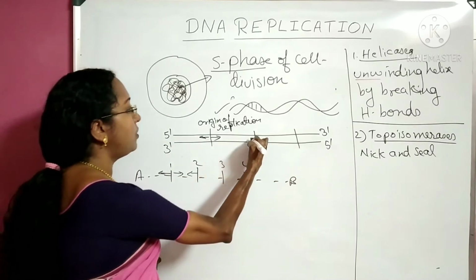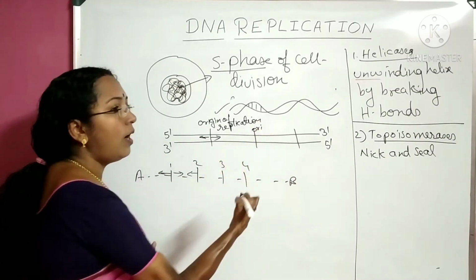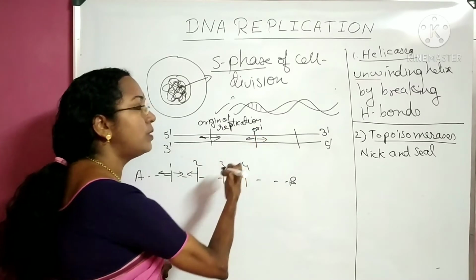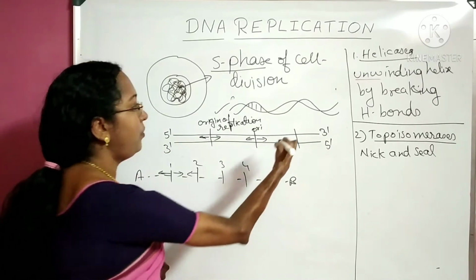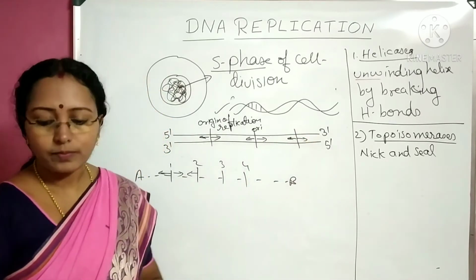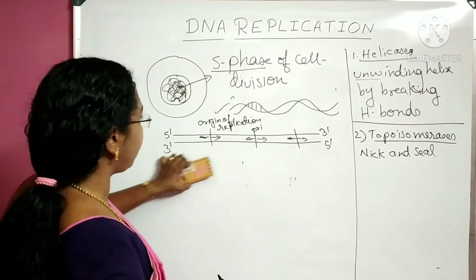From here also, if this is another origin of replication, if I put it as ORI, origin of replication, it can go towards this side and also towards this side. Okay, same way here also origin of replication can be this side and also towards this side. So this you have to know first, from which direction to which direction.